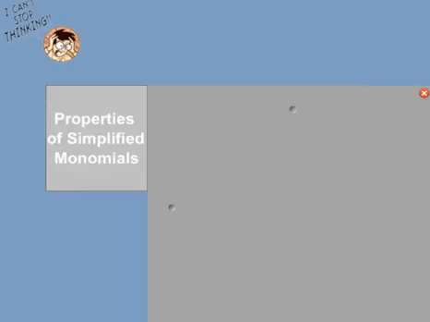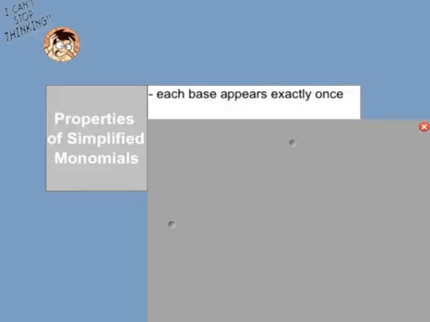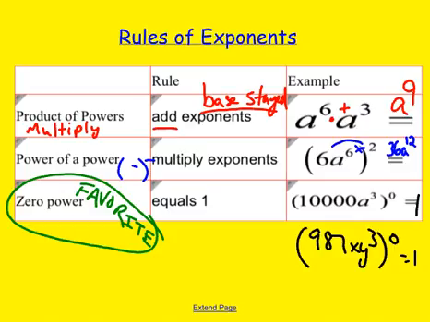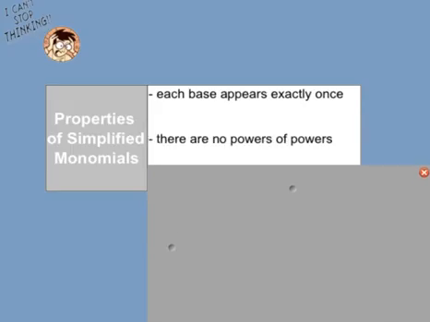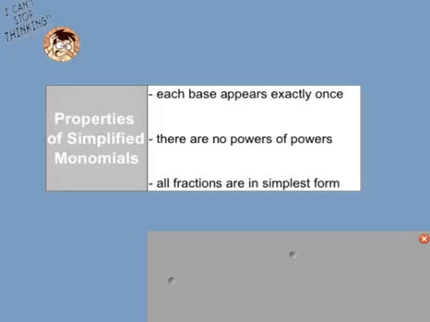So here's what we're looking at. Properties of simplified monomials. 1. Each base appears exactly one time. Good point. Like this a here, this base is written one time. This a is written one time. You only have the base written once. It's a good rule. I like that. There are no powers of powers. That's one of our rules where you have to multiply. And all fractions are in simplest form. You have to reduce those.